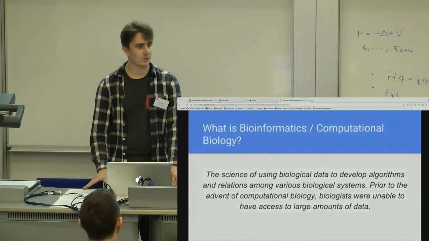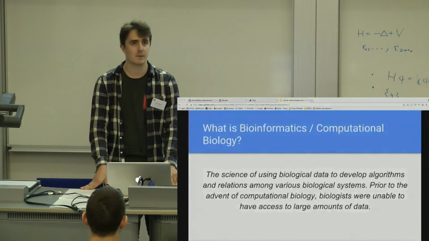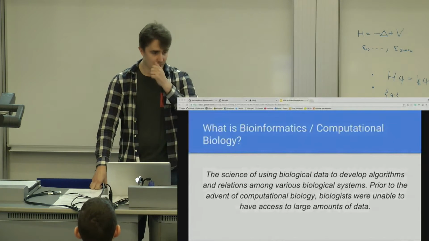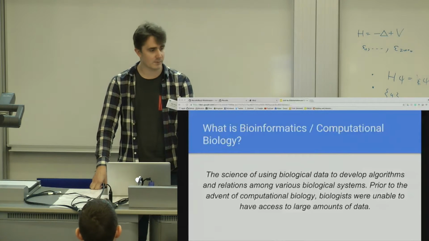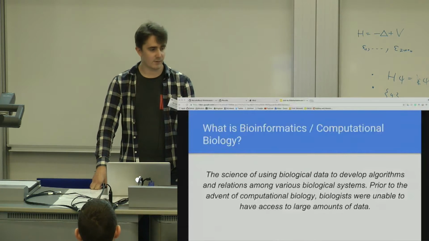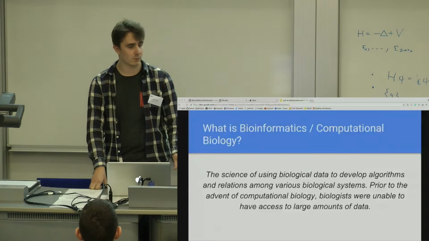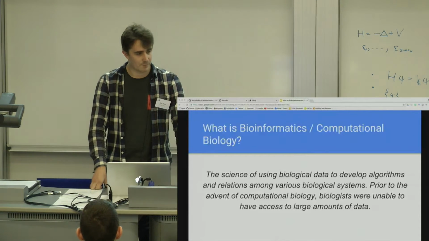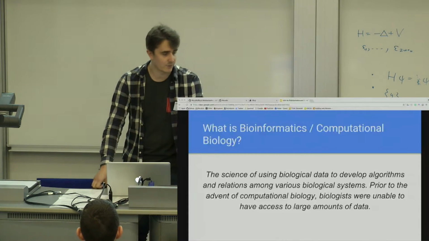So, what is bioinformatics or computational biology, first of all, for anybody who's unfamiliar with it? It's the science of using biological data to develop algorithms and relations among various biological systems. Prior to the advent of computational biology, biologists were unable to have access to large amounts of data. That's a very dry description.